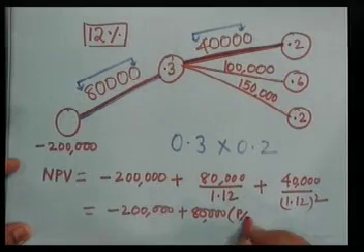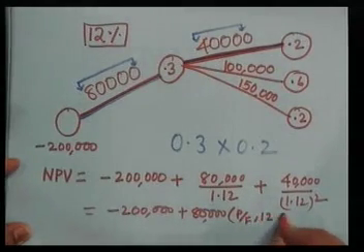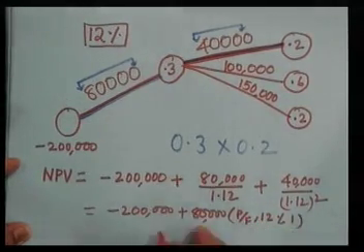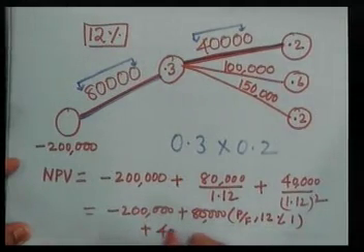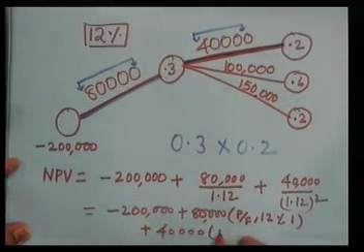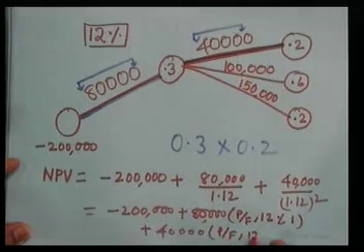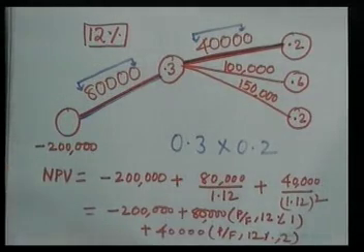This is nothing but minus 200,000 plus 80,000 P given F for an interest rate of 12% for a year 1 plus 40,000 P given F 12% for a period 2. So both expressions are same. Either you use your interest factors, or straight away you can use the formulas.